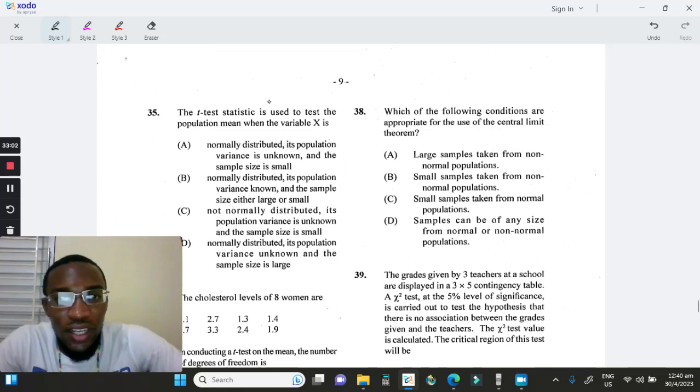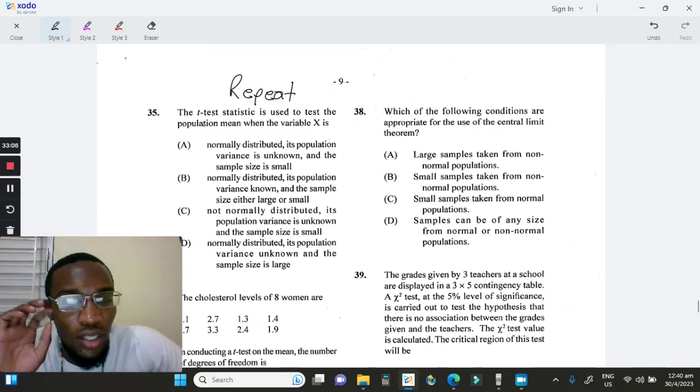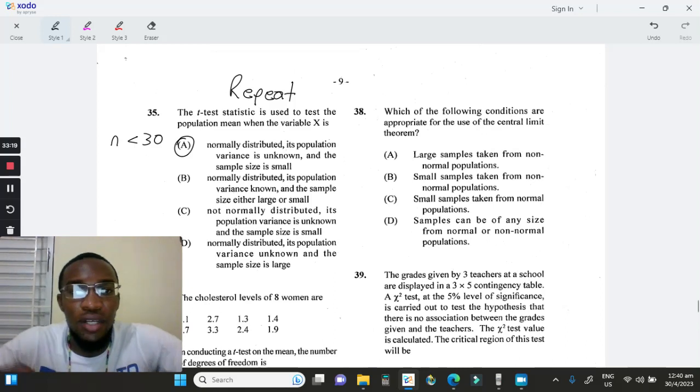Number 35, this is a big repeat. We need to remember, when do we use a t-test? We use a t-test when it's not normally distributed and n is less than 30. The sample size is small. So not normally distributed, its population variance is unknown and the sample size is small. Done.